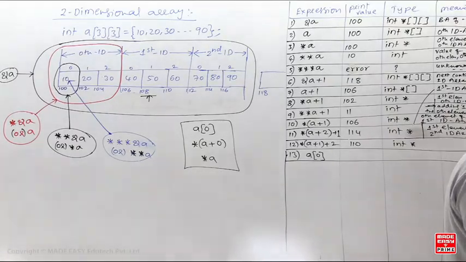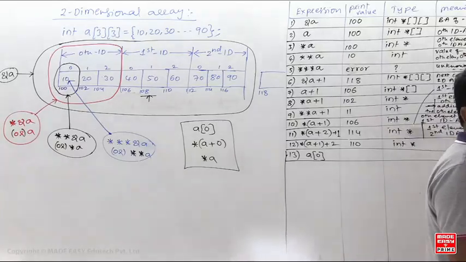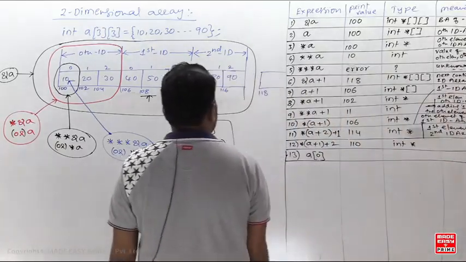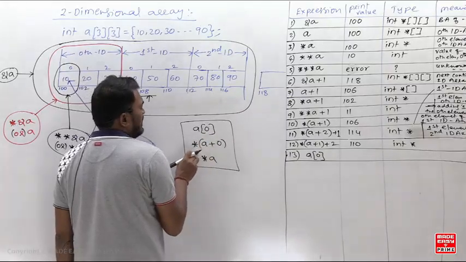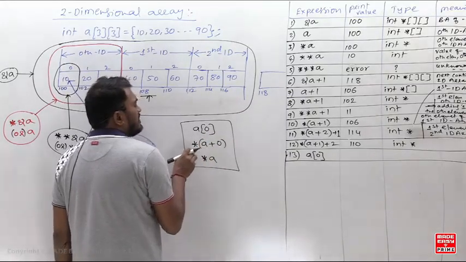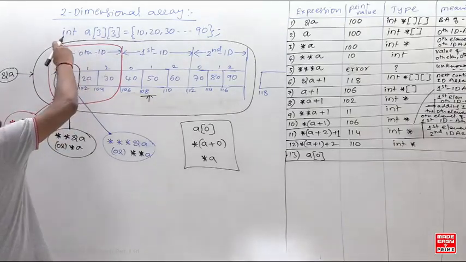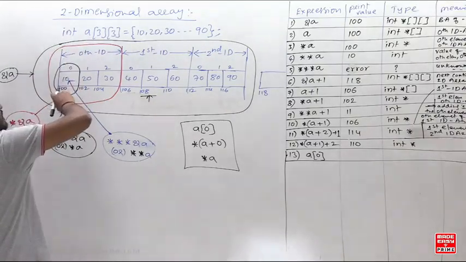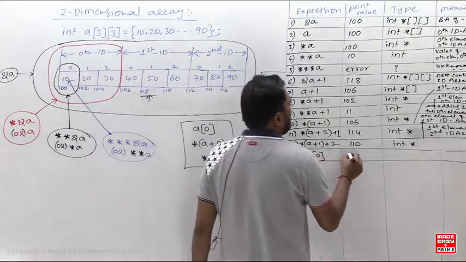Yogita Anand, wrong answer. Even Bhumika Jindal, wrong answer. I thought all of you understood. A of 0, if you expand this, it is star of (a plus 0), the same as star a. Star a means what? A means the base address of the 0th 1D array. Star a means going inside, the 0th element. So it will print 100.